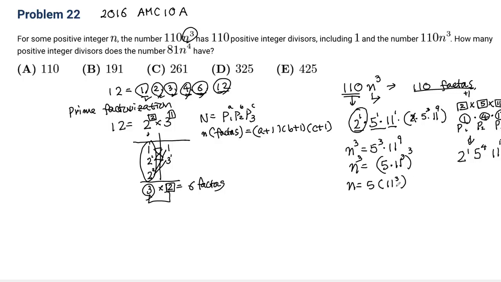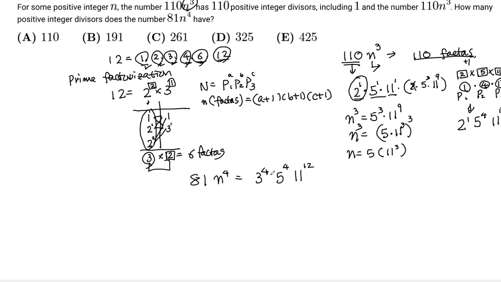By using this number, we're going to find 81 n to the 4th. 81 is what? 3 to the 4th power. n to the 4th is 5 to the 4th times 11 to the 12th, since 3 times 4 is 12. This is the 81 times n to the 4th number. That's correct? That's fine.